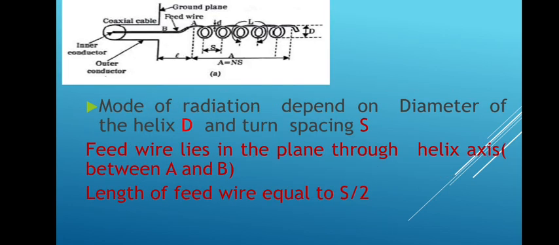The mode of radiation depends on the diameter of the helix D and the turn spacing S. So already I told this. The feed wire lies in the plane through the helix axis between A and B. Just observe that B is here, A is here. Therefore, this is the feed wire, already given with an arrow mark in the diagram, that lies between A and B, right? So the length of the feed wire is equivalent to S by 2. What is the length of the feed wire? The feed wire length is equal to half of the spacing between the turns.